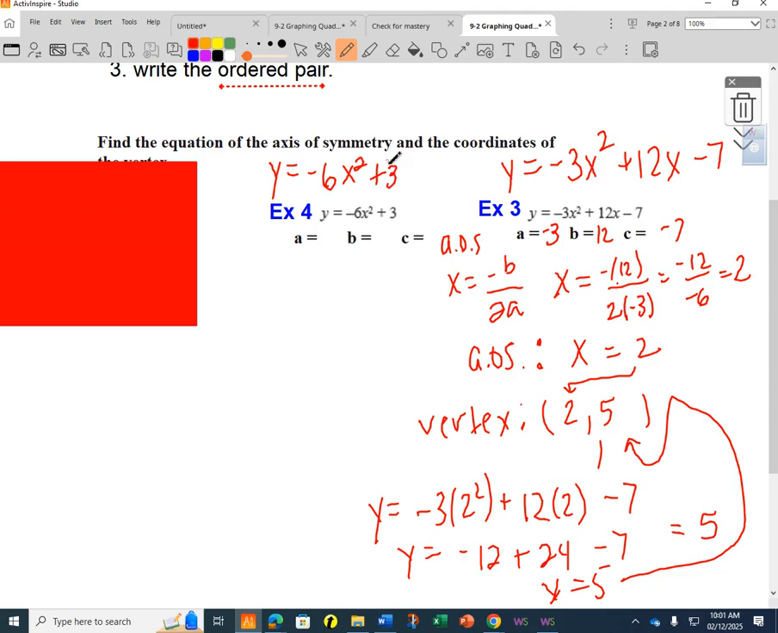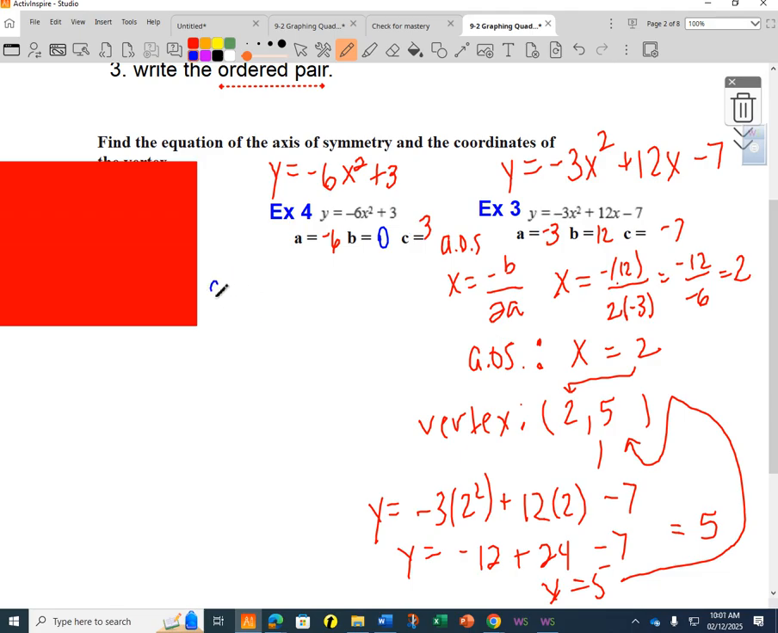What is the a, Arik? What is that c, Naya? 3. What is the b, Jacoy? Very good. There's no middle term, right? The only way to get rid of that middle term is if you multiply the x by 0. So b is 0 if you don't see an x term. So negative 6, 0, and 3.